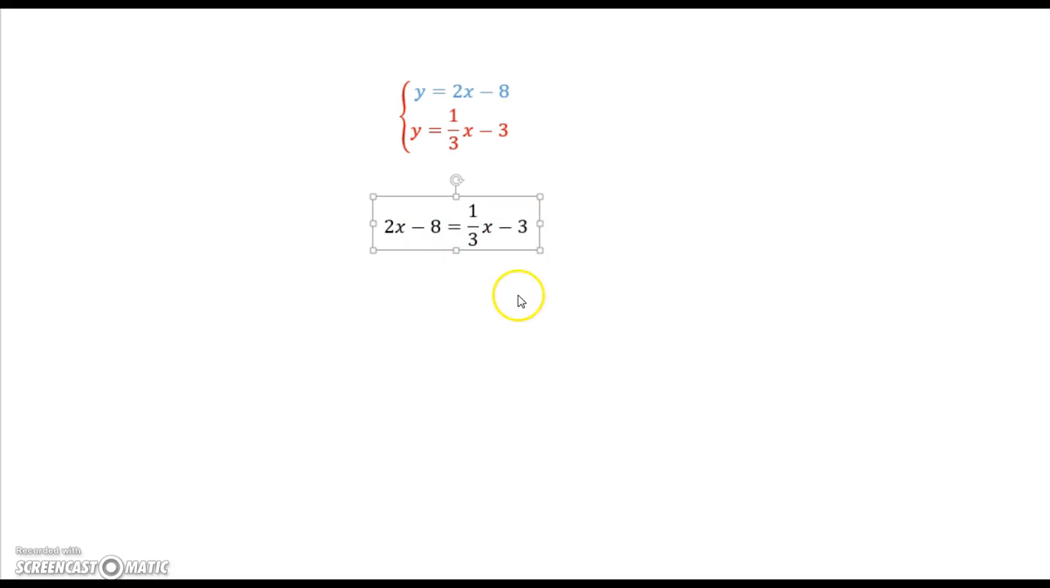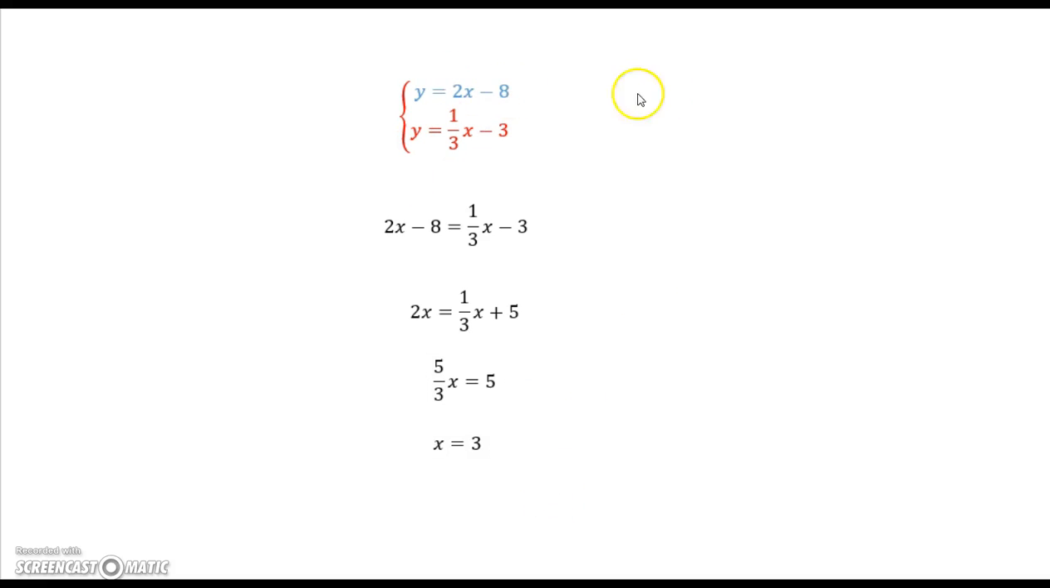If I add 8 to both sides, I get 2x equals 1/3 x plus 5, and if I subtract 1/3 x from each side, I get 5/3 x equals 5. And if I solve that for x, I get that x equals 3.